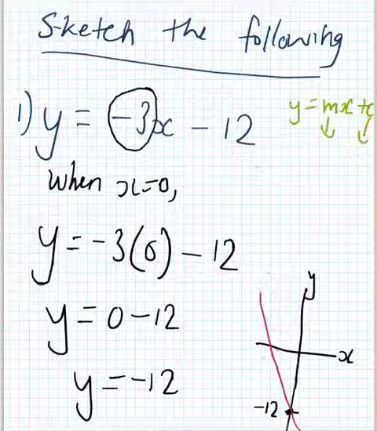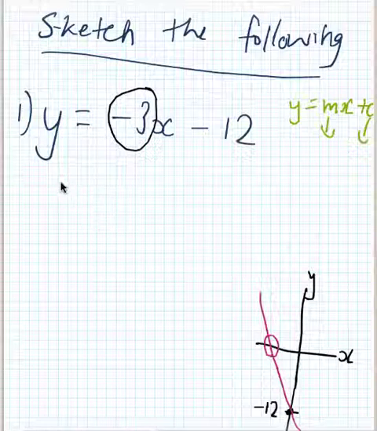Now, I haven't found my x-intercept yet, but I can see my x-intercept has to be a negative value, because if the y-intercept is negative 12 and we have a negative gradient, look what's happening. It's going down the hill, passing through negative 12, our y-intercept. So therefore, the x-intercept has to be a negative value. So let's see what it is.